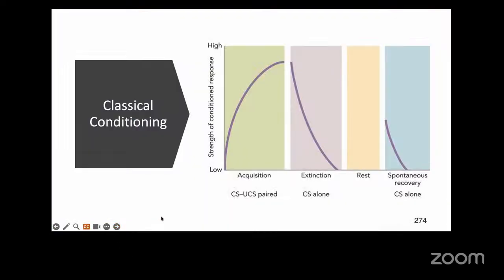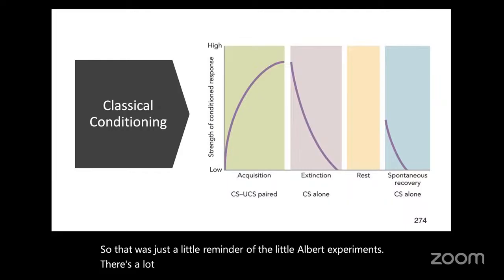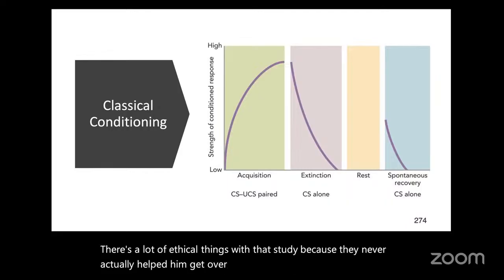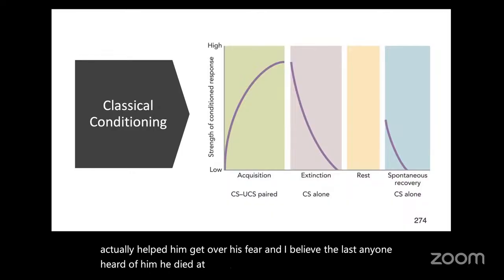Okay. So that was just a little reminder of the Little Albert experiment. There are a lot of ethical issues with that study because they never actually helped him get over his fear. I believe the last anyone heard of him, he died at the age of 11. So we never really know what happened to Little Albert.